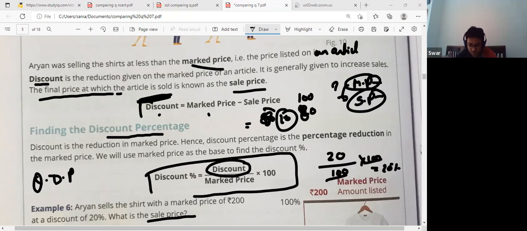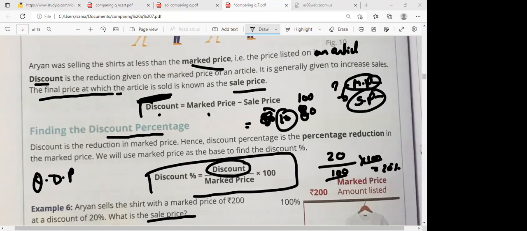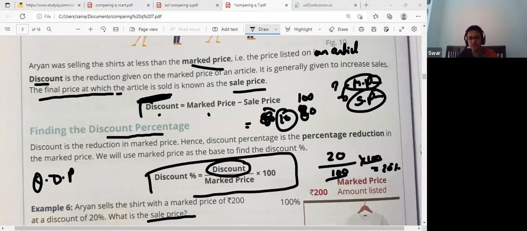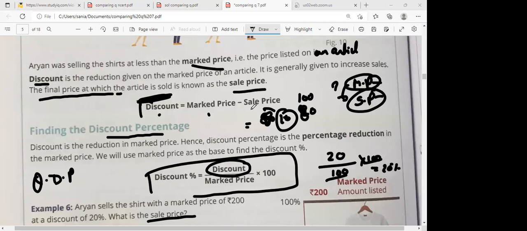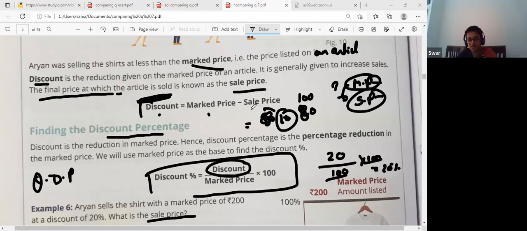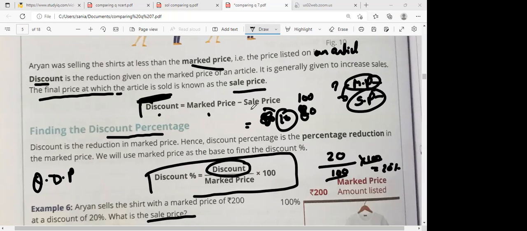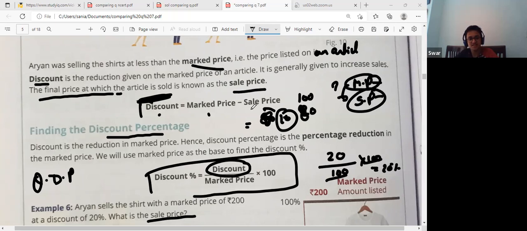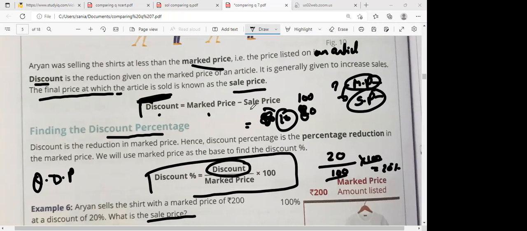Ma'am, I have a doubt. Sale price is also mark price subtracted by discount, right? Yes. Then why did you say yes when I said sale price is discount plus mark price? Okay, I heard it wrong maybe. What you have to find is the sale price, so automatically it will go here and it will come here. So yes, mark price minus discount. Understood.